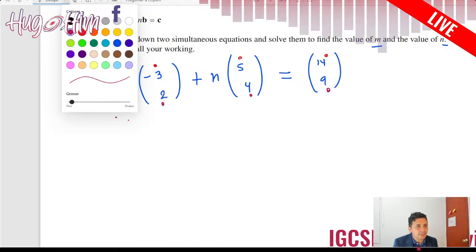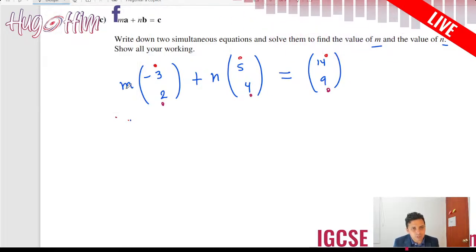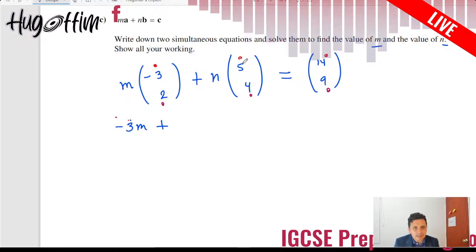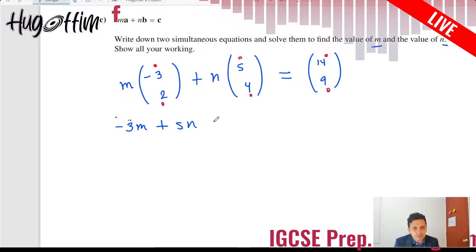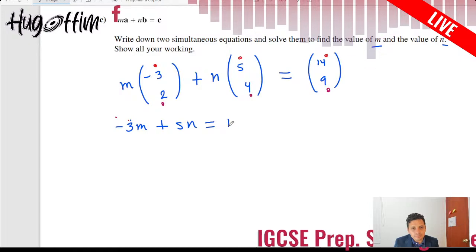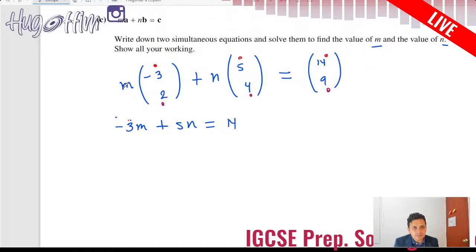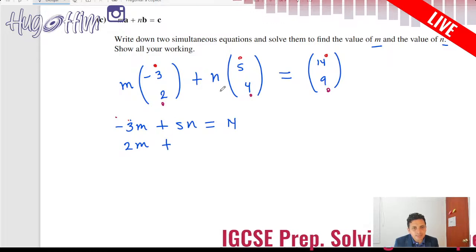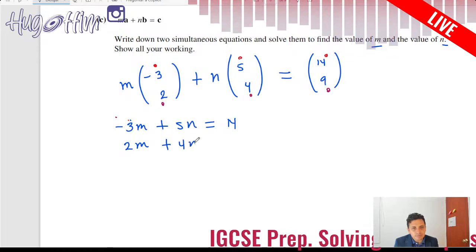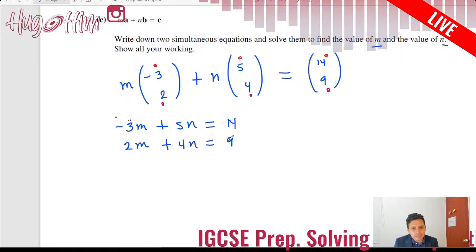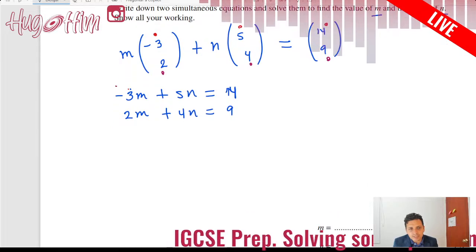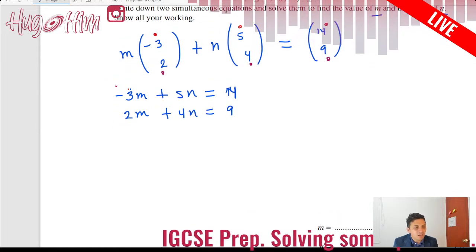So I'm just going to write it. m times negative 3 is going to be negative 3m plus n times 5 is going to be 5n equals 14, and 2 times m plus 4 times n equals 9. So this is our system of equations that you've got to solve to find out the values of m and n.